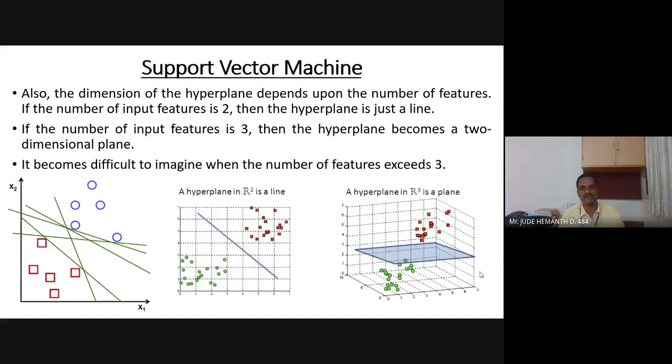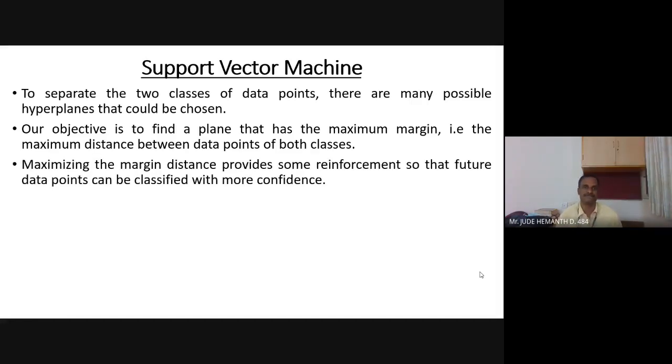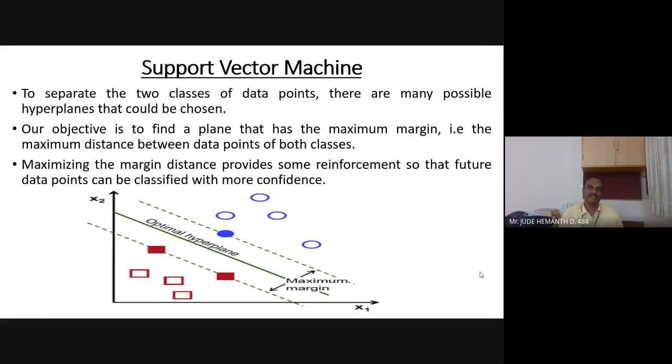So here our purpose of choosing the hypothesis is based on the margin. It is based on the maximum distance between the data points of both the classes. Maximizing the margin distance provides some reinforcement so that future data points can be classified with more confidence. That's why we say squares and circles should be far apart. If they are far apart, it will be easy for you to classify any testing data. Here we have a classical illustration for the margin. Theoretically, I told you we need to have a maximum distance. How will you visualize that?